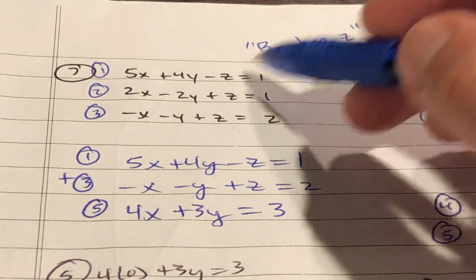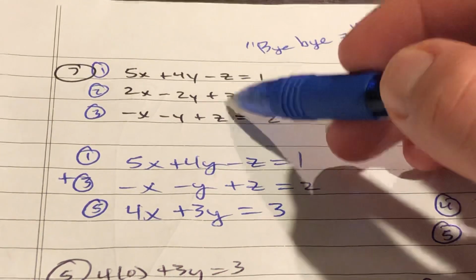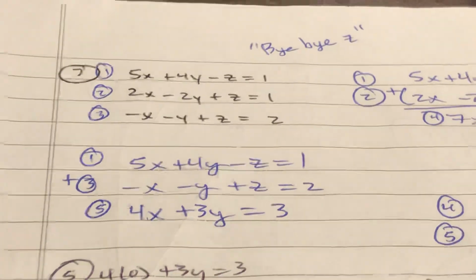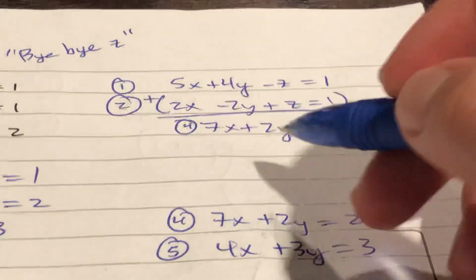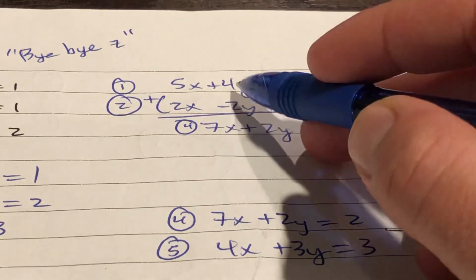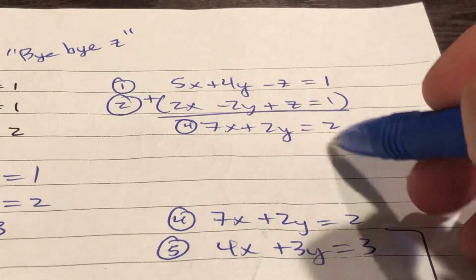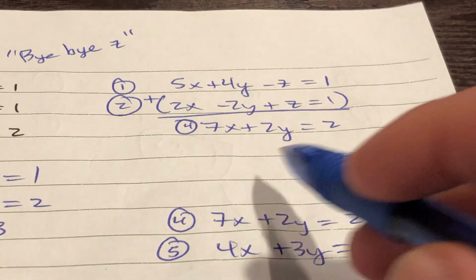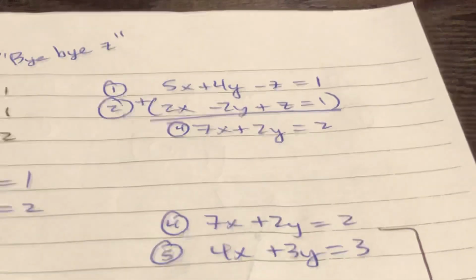I'm going to take equation 1 and 2 and put them together because the z's are opposites. If I add equation 1 and equation 2 together, my z's cancel. I'm left with 7x plus 2y equals 2. That's equation 4. I need another equation with just x's and y's, so I want to say by z one more time.